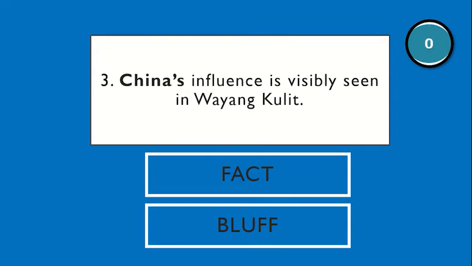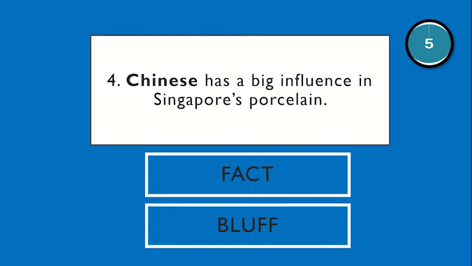Time is up and your answer is? That is bluff. Ready for number 4? Number 4. Chinese has a big influence in Singapore's porcelain. Is it a fact or a bluff? You have 5 seconds.